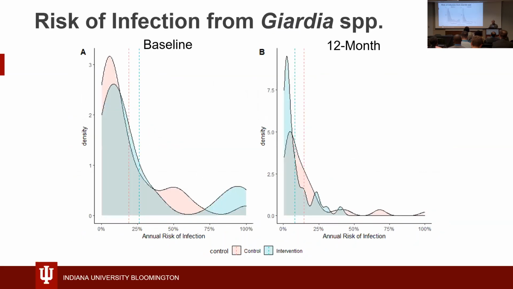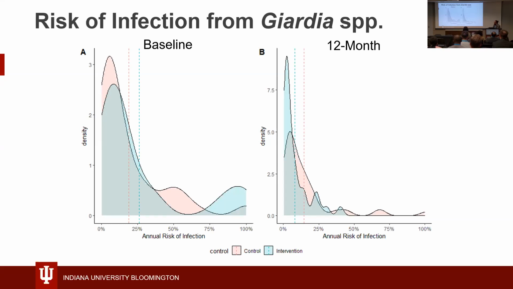So I don't have time to get into all of the data and all of the modeling here, but I wanted to give you a snapshot of what one of these iterations of the model looks like for a specific pathogen. Here what we have is Giardia. So these are kernel density plots where the y-axis is the density. Think of it as a smoothed out histogram. And my x-axis is the annual risk of infection.